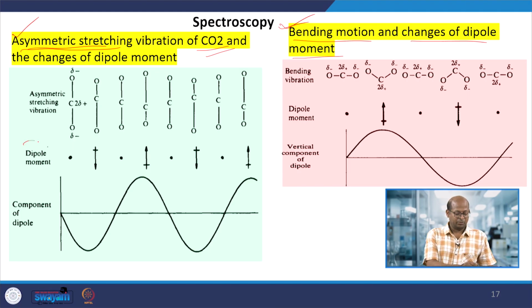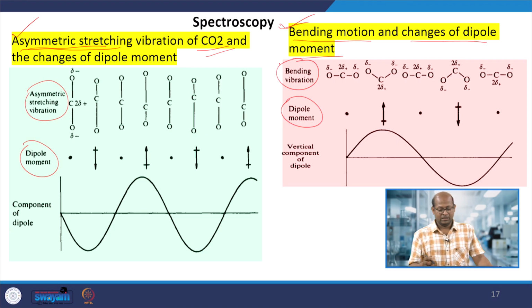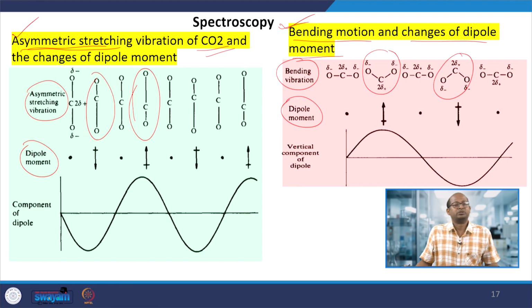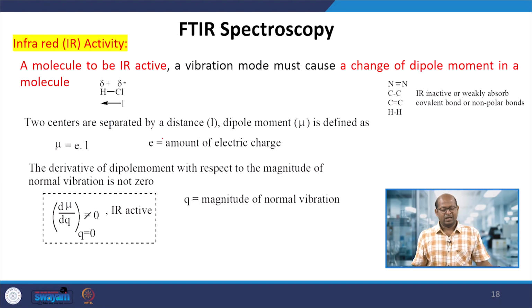So how does the dipole moment change? When there is asymmetric stretching, and when there is bending in the molecule, the dipole moment changes. You can see this is the change for bending vibrations, and this is asymmetric stretching. In a molecule where a carbon-oxygen (CO) bond is present, if it is stretching in an asymmetric way, then the dipole moment may change, and we can detect that with the help of IR signals.